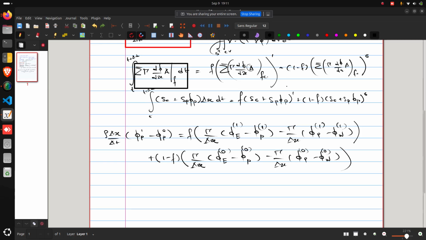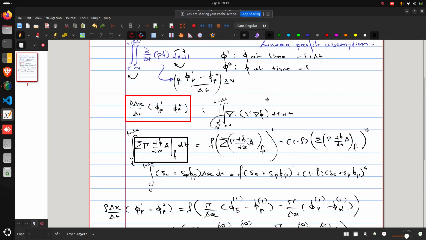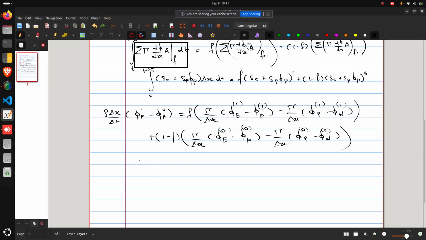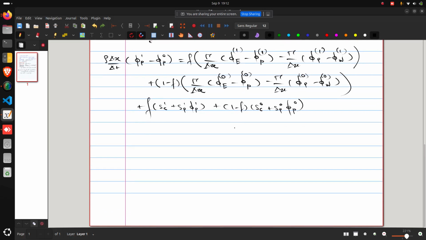Now that this part is done, we are only left with the source term, right? So the source term will be nothing but f times (Sc1 plus Sp1 phi p1) plus (1 minus f) times (Sc naught plus Sp naught phi p naught), right? Now we are done with discretization and we got the final equation. Now we'll just club them together in our familiar aP phi P form.